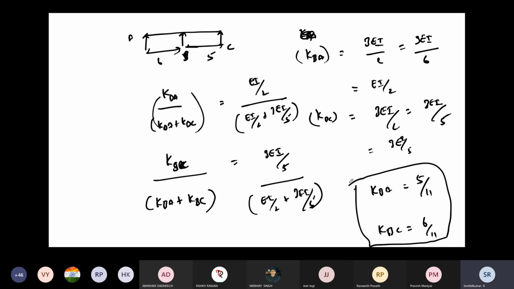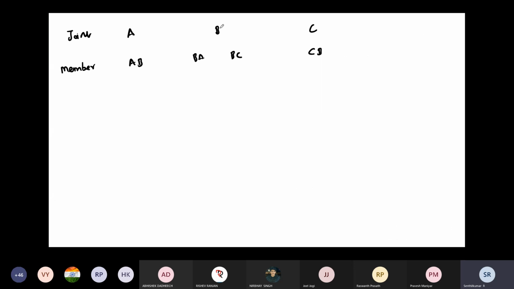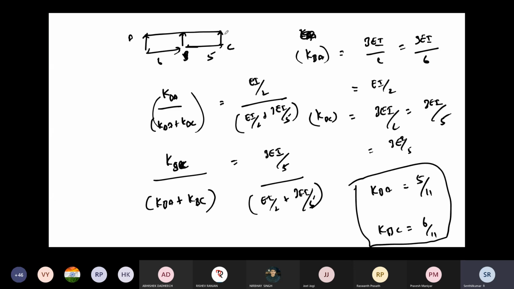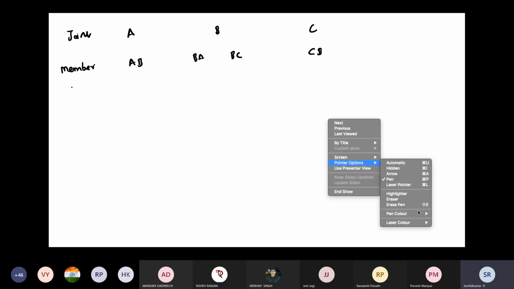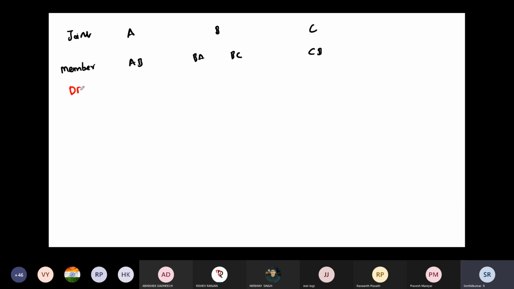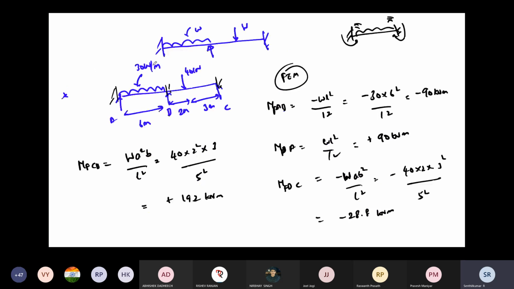Okay, these are the distribution factors. If some moments are coming at joint B, you have to distribute like that. So I can write the distribution factor simply. How much for BA and BC? How much does it have to transfer? 5 by 11 you have to transfer, and 6 by 11 you have to transfer. And for A and C, there is no need to transfer anything because only one member is there.